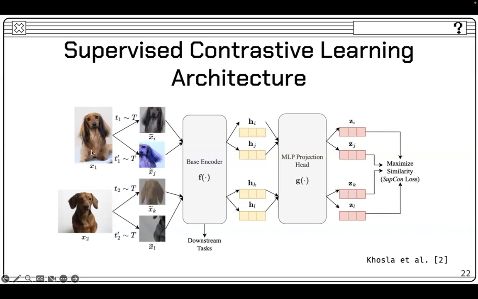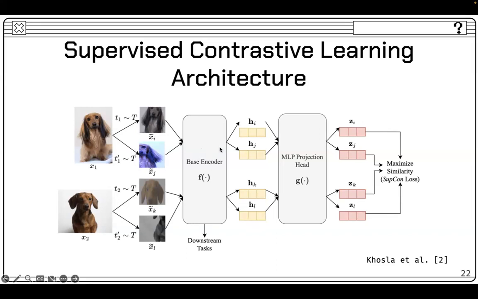Here is a high-level overview of the supervised contrastive learning architecture. As you can see, we start off with 2 images, X1 and X2. They are from the same class of dog. Each image undergoes augmentation to obtain 2 differently augmented images of itself. So over here we have 4 images.